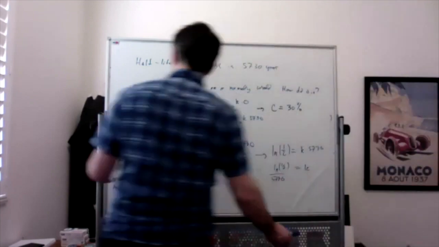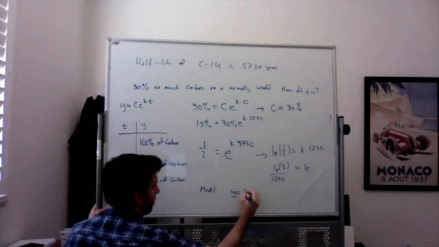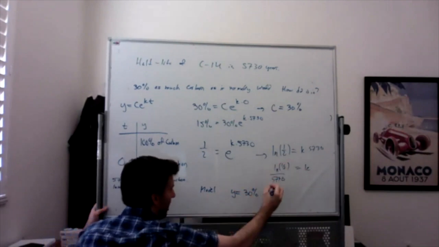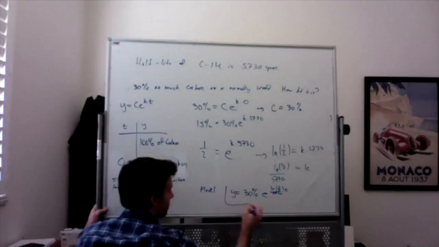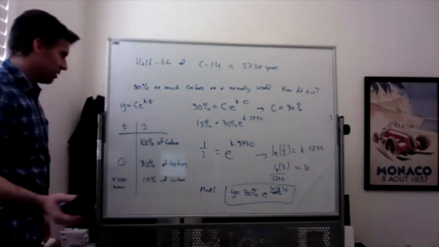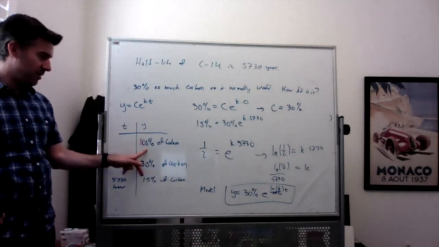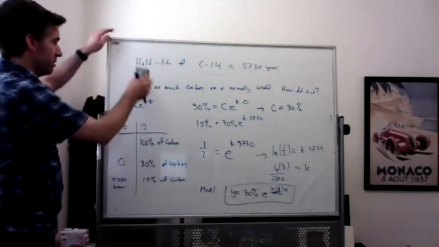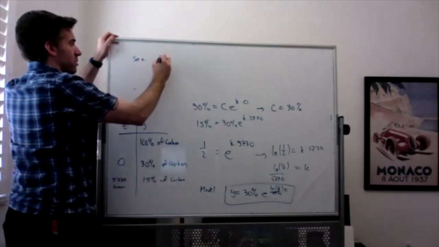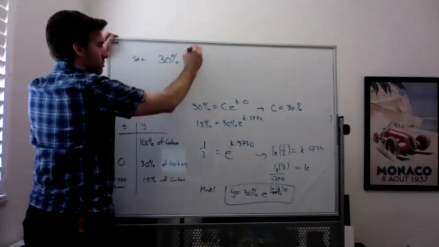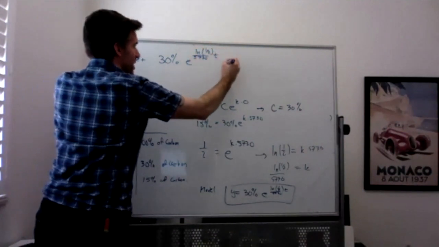Okay, so here's our model. Our model is y equal to 30% e to the natural log of 1/2 over 5,730 times t. Okay, so then what do we do? Well, we've got our model, and now we want to know what happens when y is 100%. So we're going to set our model equal to 100%.